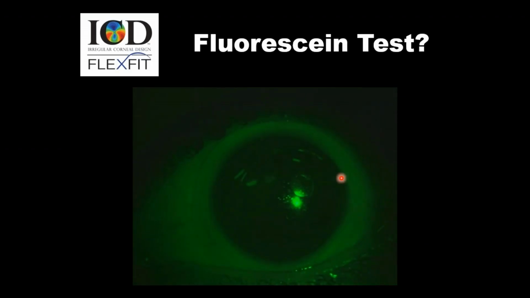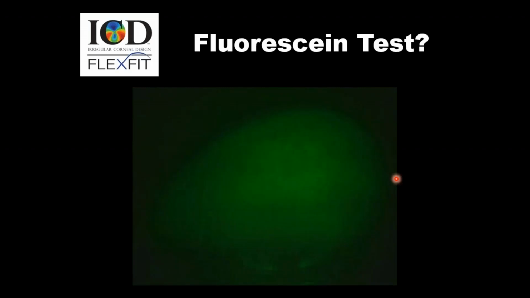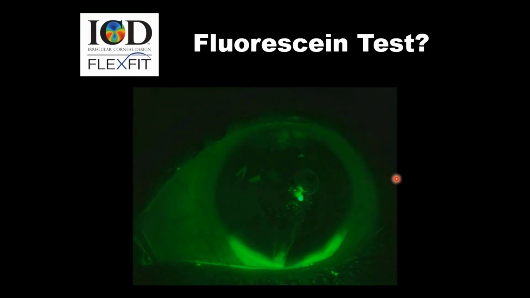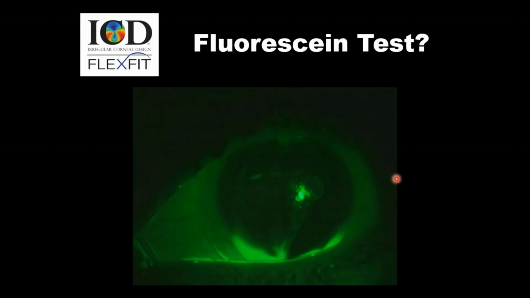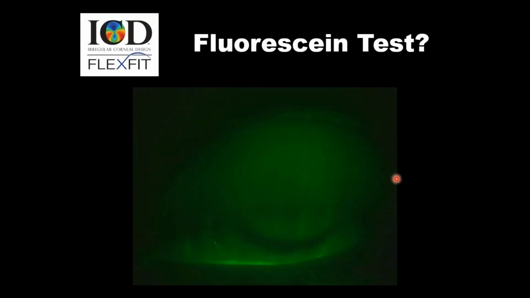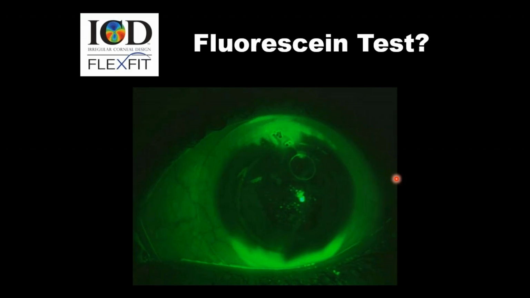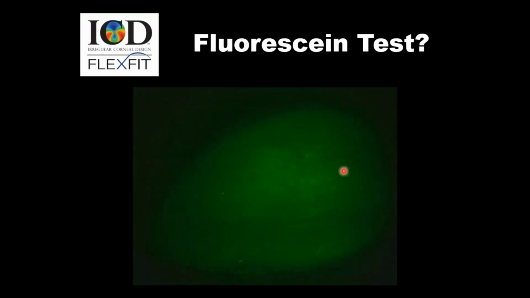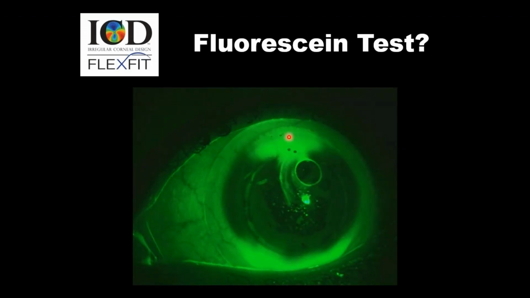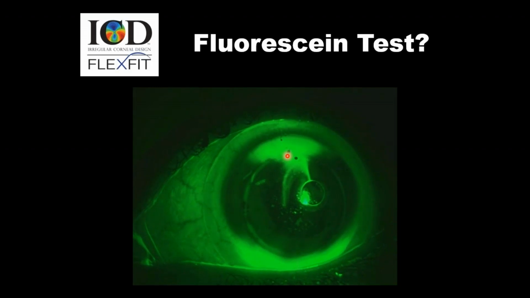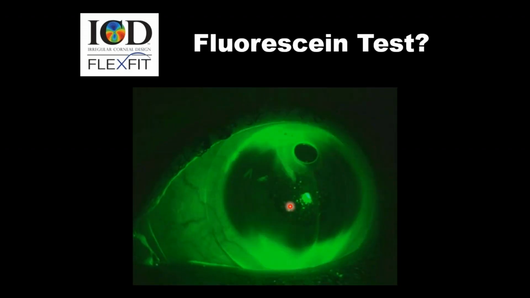And this is a test that we want you to do. It's called the fluorescein test. And all you're going to do is apply the lens or reapply the lens without fluorescein. And then you're going to set up the slit lamp in position, paint the front surface of the lens with the fluorescein strip, and observe immediately where that fluorescein is coming in. In this case, we see at 12 and 6 o'clock, both the fluorescein and the bubbles are finding their way in.